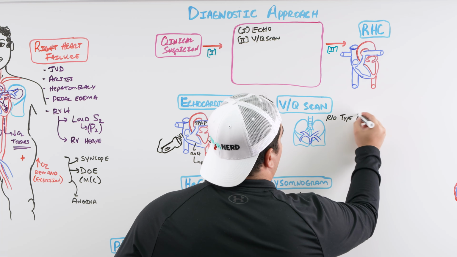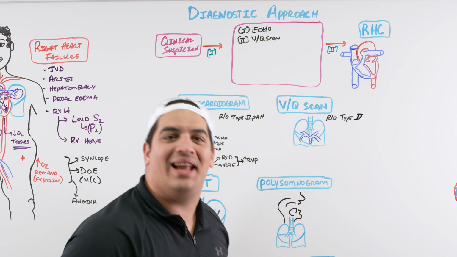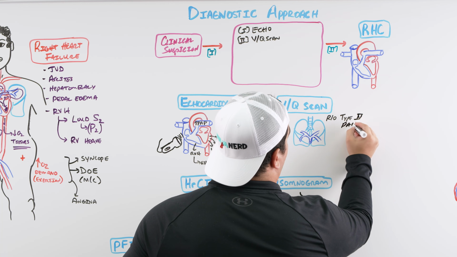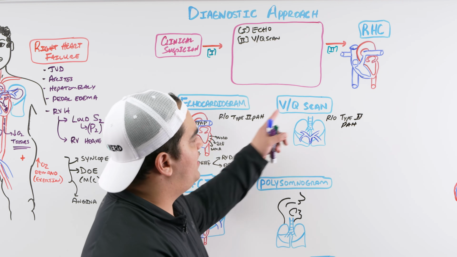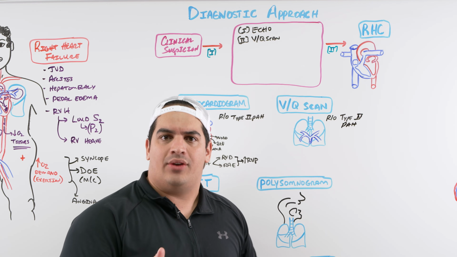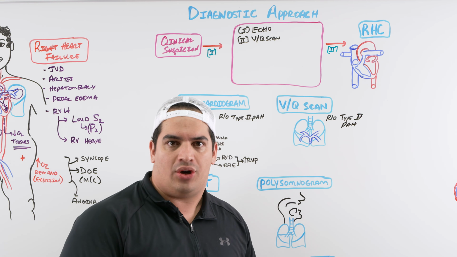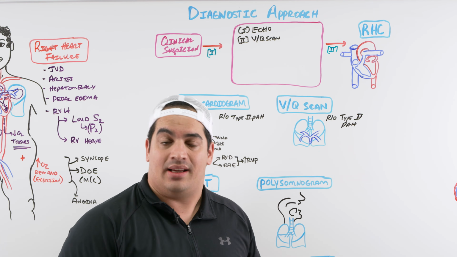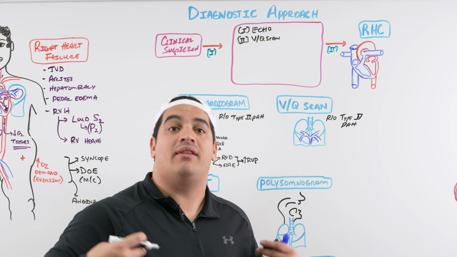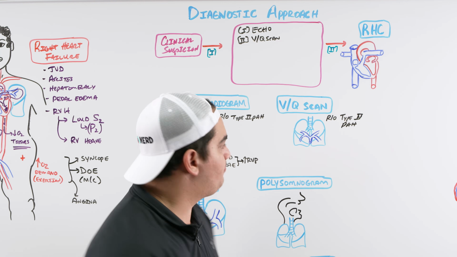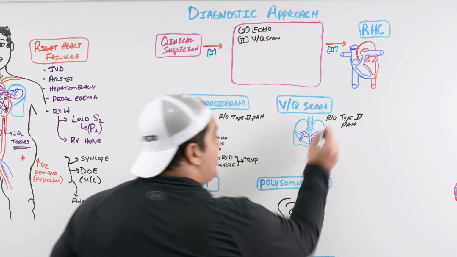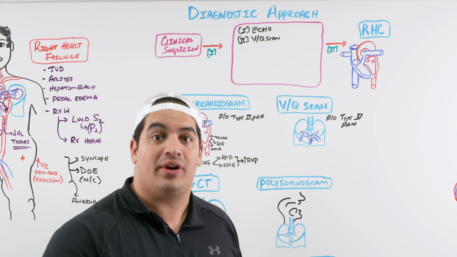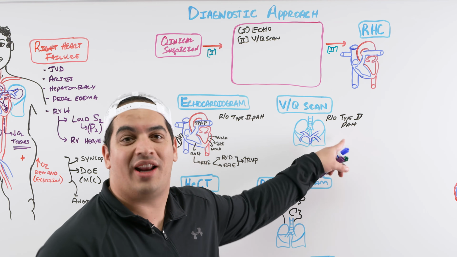Because VQ scans are good for pulmonary emboli, it'll help me to rule out type 4 pulmonary artery hypertension. Now you might be like, why wouldn't I do a CTPA, because that diagnoses pulmonary emboli, or a pulmonary angiogram? VQ scans actually have been shown to be a little bit better than CTPAs in patients who have chronic distal pulmonary emboli. So think about that. So that's one reason I would do that, okay? Rule out that they don't have a type 4 pulmonary artery hypertension due to chronic pulmonary emboli.